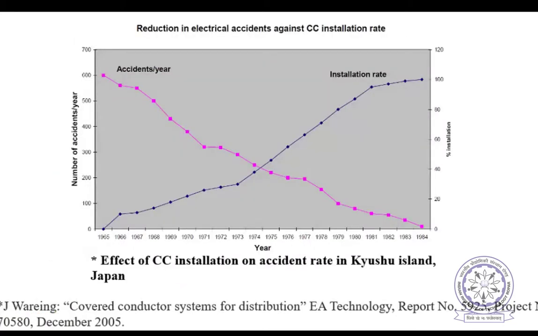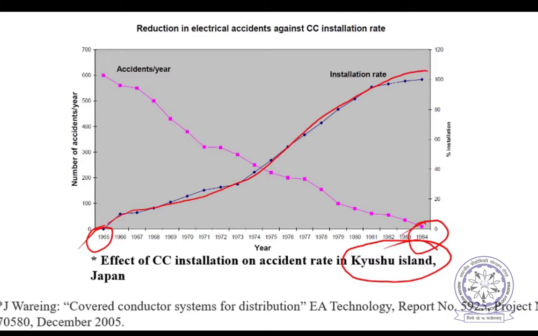So again, there is another report from Japan, Kyushu Island, from 1965 onwards until 1984. This is the installation rate of covered conductor. As it is increasing, with 1984 considered as 100%, the accident per year is getting reduced. You can see, accident per year means even faults or interruptions, all these things are getting reduced. So this figure explains how important it is to go for a covered conductor.